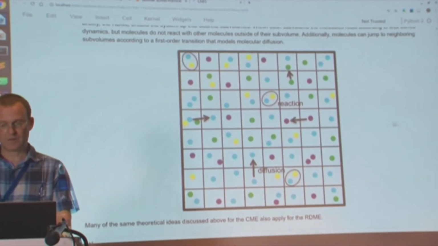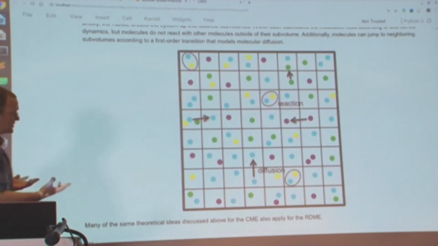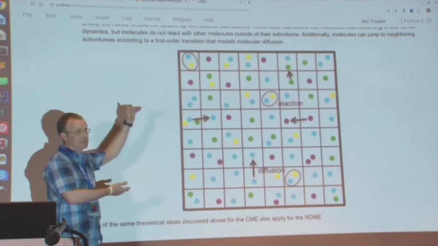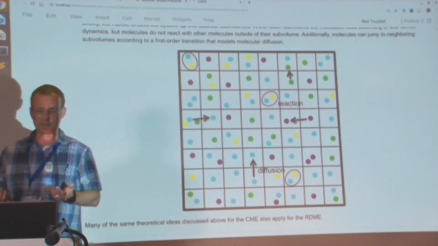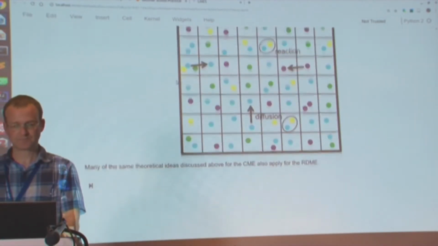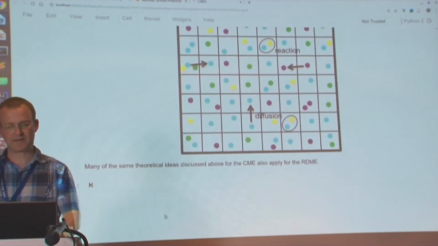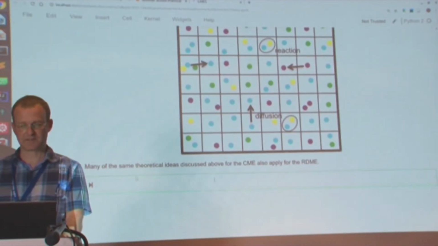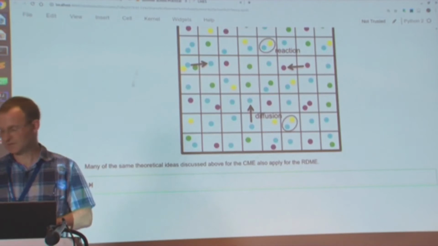And so when we try to do cells, which of course are not just a big bag of stuff, we tend to use something like this to look at the spatial localization. In many ways, a lot of the theory and the statistics are the same between these things.